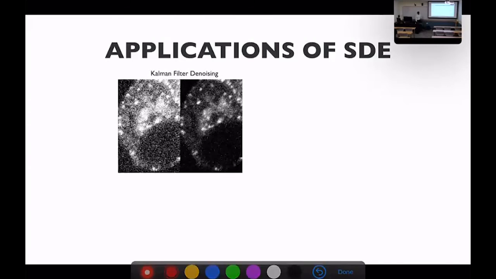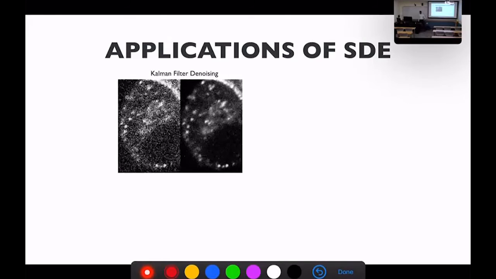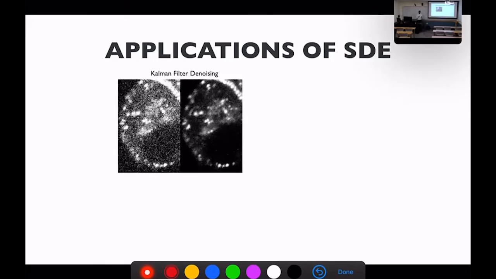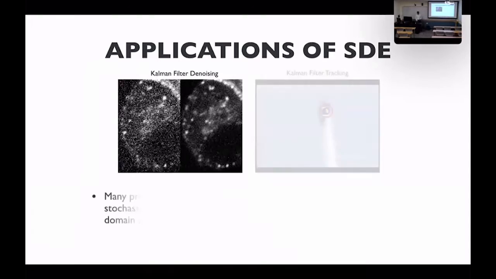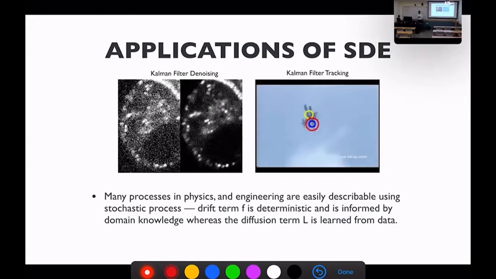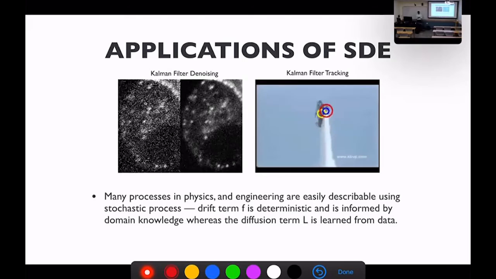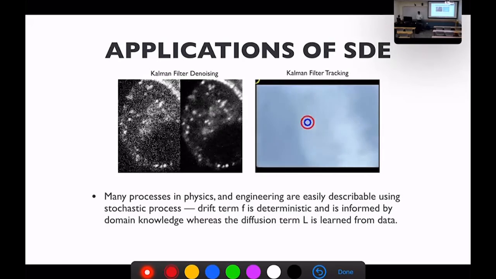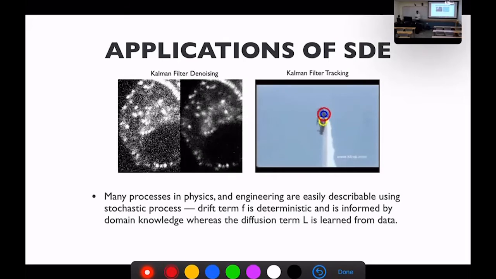Okay, so where are these used? The anisotropic filtering and diffusion that I showed are just input-output mappings, because they come from a deterministic differential equation. But for SDEs, you can have more interactive applications. I'm showing you Kalman filter denoising on the left. That's denoising scans. So this is a big scan. But I worked on MRI.